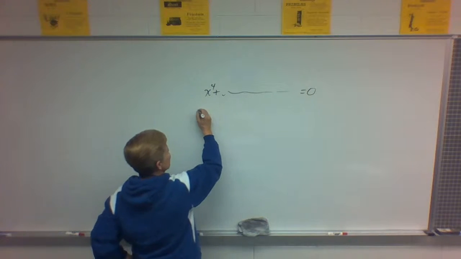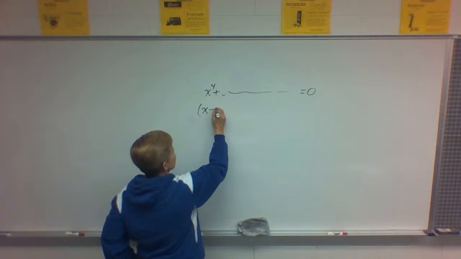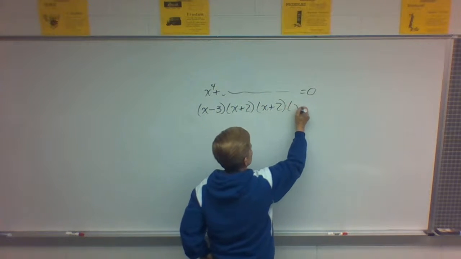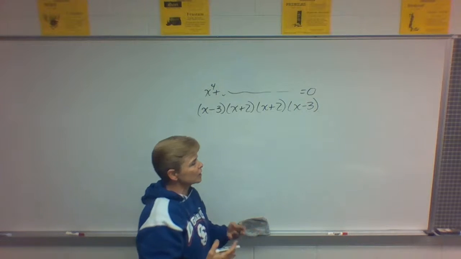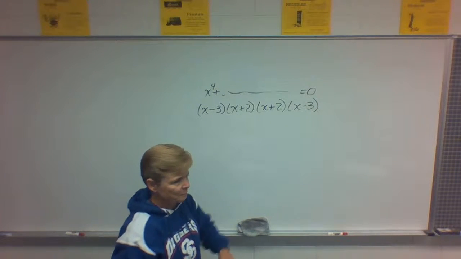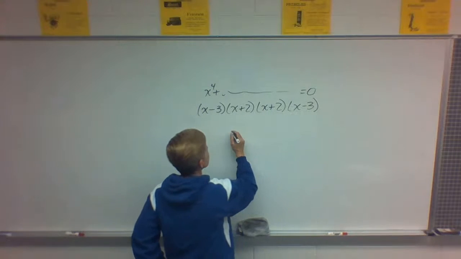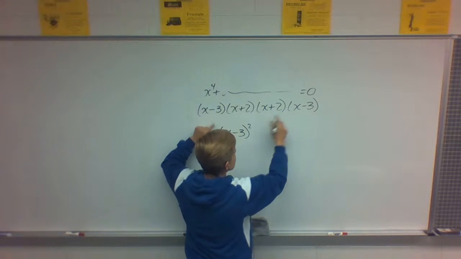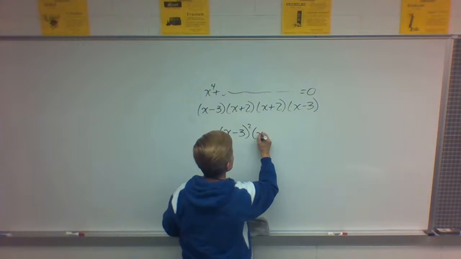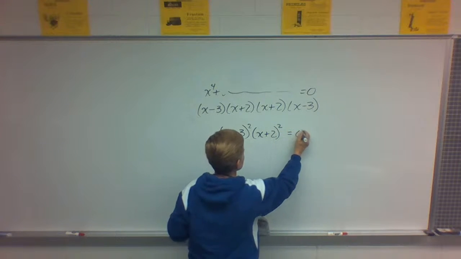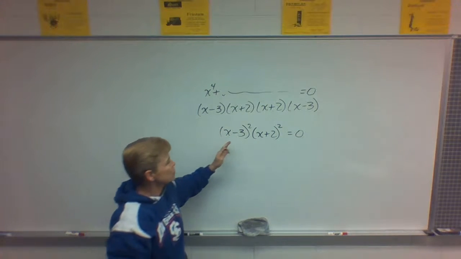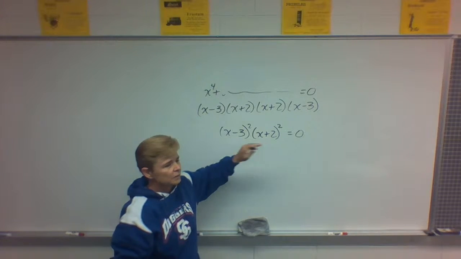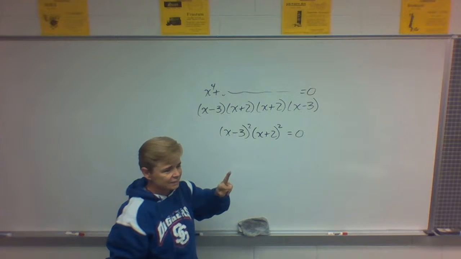And let's say that your factors turned out to be x minus 3 and x plus 2 and x plus 2 and x minus 3. Let's say you did all the synthetic division, did everything out, and this is what turned out to be the factors. Then what this really is here is x minus 3 squared times x plus 2 squared. Which means that the zeros are 3 and -2, but they both showed up twice.